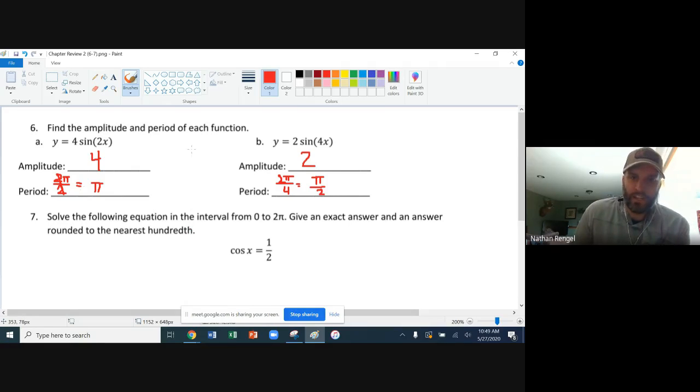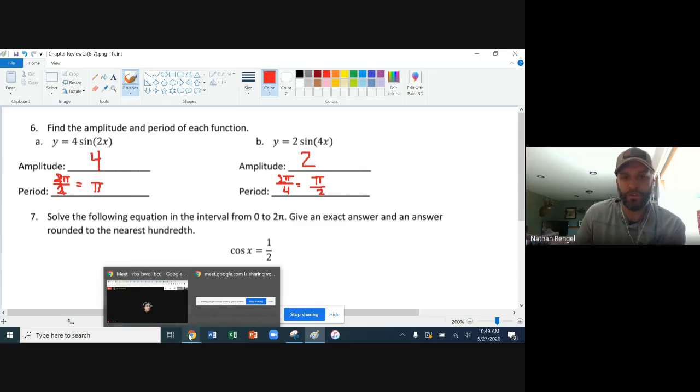So keep working on that. It is a common mistake to take the b value, put it as period, but you can always find your period by taking 2 pi over b. You can always find your b by taking 2 pi over the period. Those are the two calculations that you can make to go between those two values.